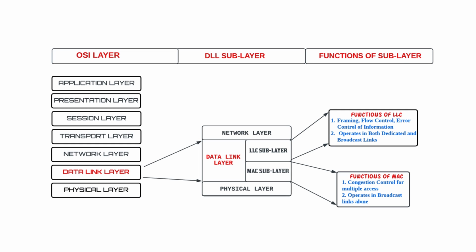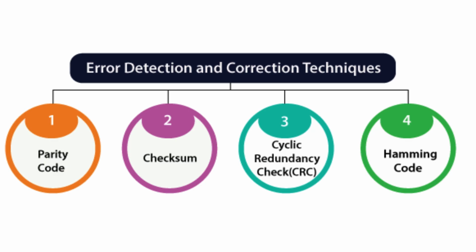In media access control addressing, each device connected to a network interface has a unique MAC address assigned by the manufacturer. The data link layer uses the MAC addresses to identify the devices on the same local network segment. MAC addresses are essential for delivery of frames within the same network and are used in protocols like Ethernet.